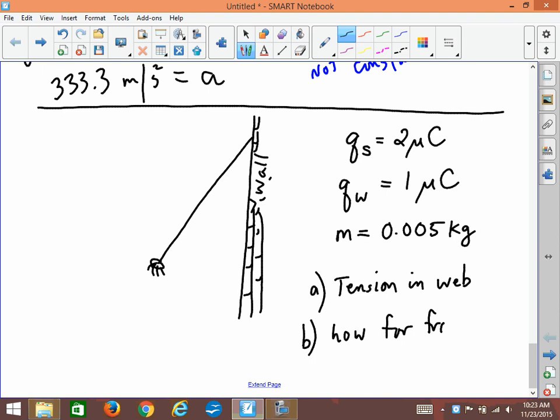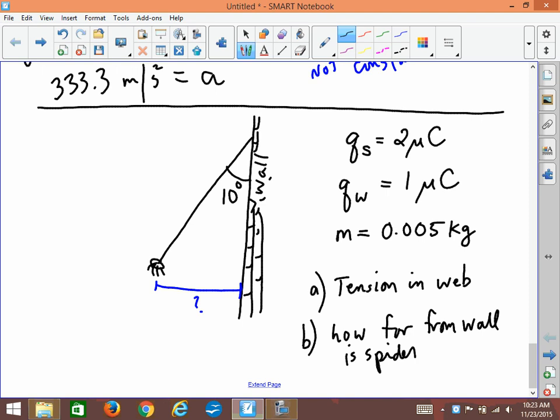How far from the wall is the spider? And by that we mean this distance right here directly from the wall. So we're looking for that. The other bit of information I'm going to give you is that there's going to be a 10-degree angle between the web and the wall. 10-degree angle.